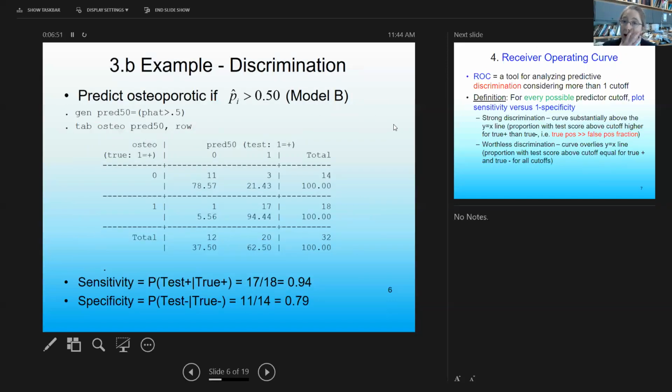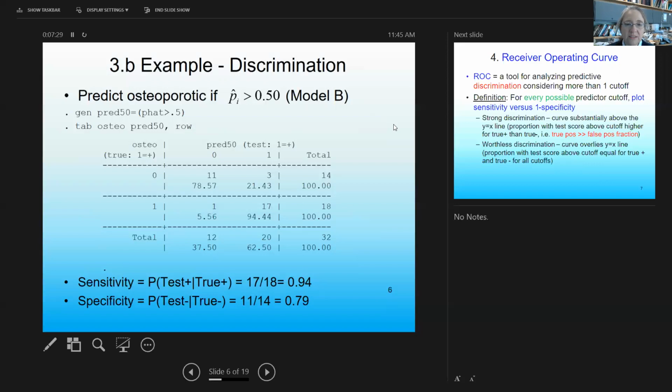So here's our actual example data. And let's consider a predictor that includes age, DPA, and ultrasound. We can create a model that generates predicted probabilities in terms of those variables. And let's arbitrarily declare that the person will test positive. We predict that they are osteoporotic if the predicted probability from their model is greater than 1/2. So based on this, you can see what happens in the table just below.